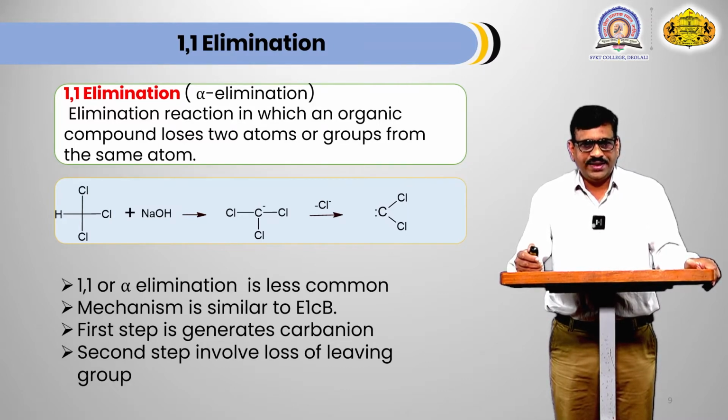These are some features of 1,1 elimination. It is also called alpha elimination. This type of elimination reaction is less common. Mechanism of these reactions is similar to E1 CB mechanism. First step is generation of carbanion and second step involves loss of leaving group.